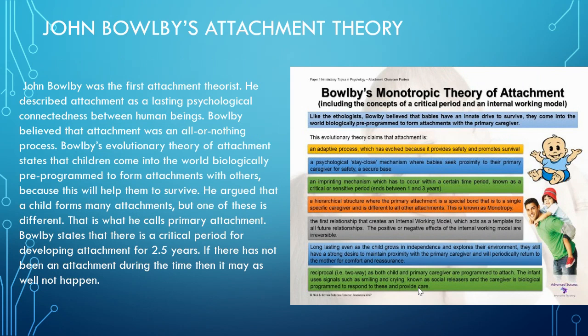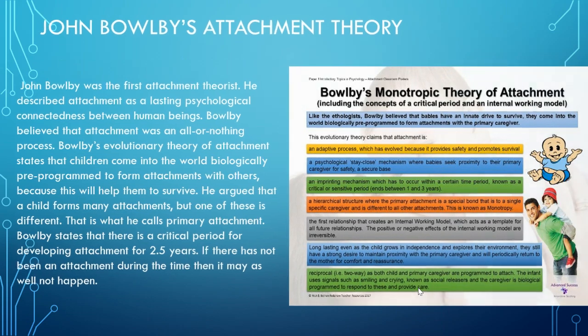He argued that a child forms many attachments, but one of these is different. That is what he calls primary attachment. Bowlby states that there is a critical period for developing attachments of 2.5 years. If there has not been an attachment during this time, then it may as well not happen.